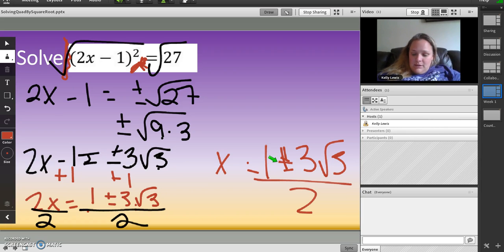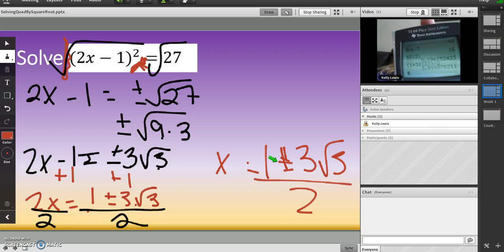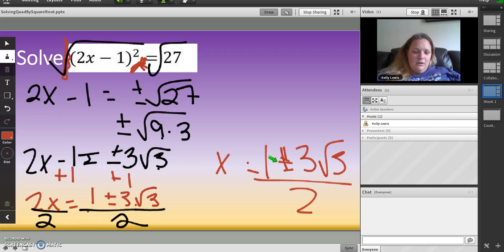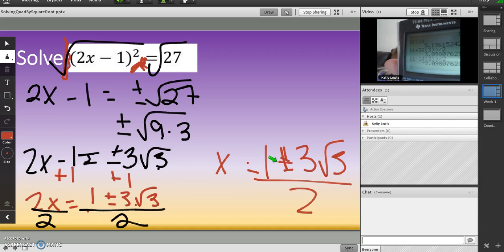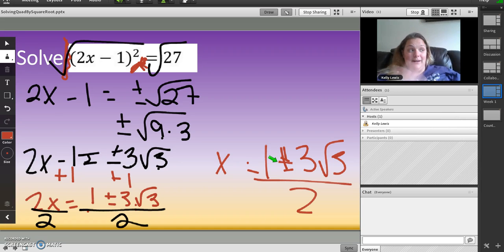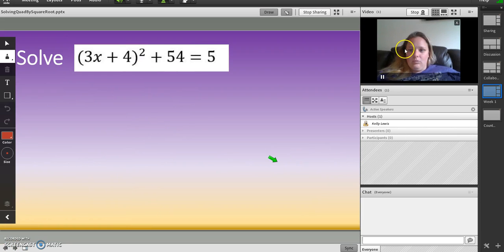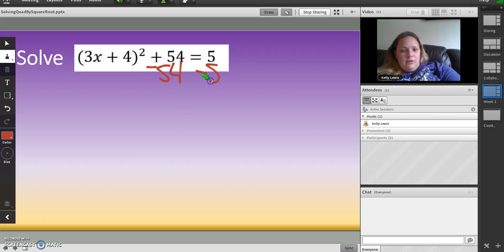All right, 1 plus 3 square root 3. I want to show you that that is like an actual number. All right, it's crazy, but it's an actual number. And then I want to show you that 1 minus 3 square root 3 divided by 2 is an actual number. So it's negative 2. So it's like 3 and negative 2. Not exactly 3 and not exactly 2, but it's right here. Let's subtract 54.